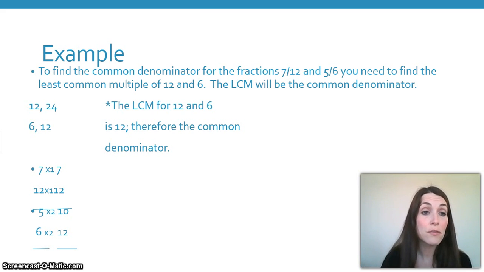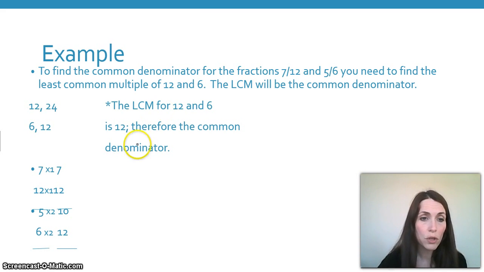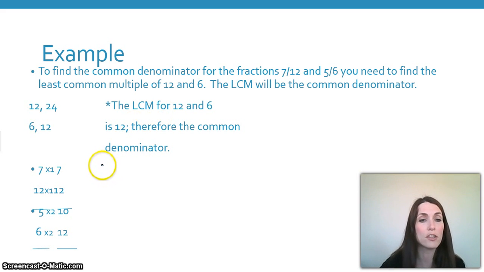So to the side here, you'll see where we've listed the multiples of 12, 12 and 24, and where we've listed multiples of 6 by listing 6 and 12. We could stop there because we found the least common multiple of 12, and this is going to become our new common denominator. So you'll see some math work down below, but I want to show you how this actually works when we're working with fractions.